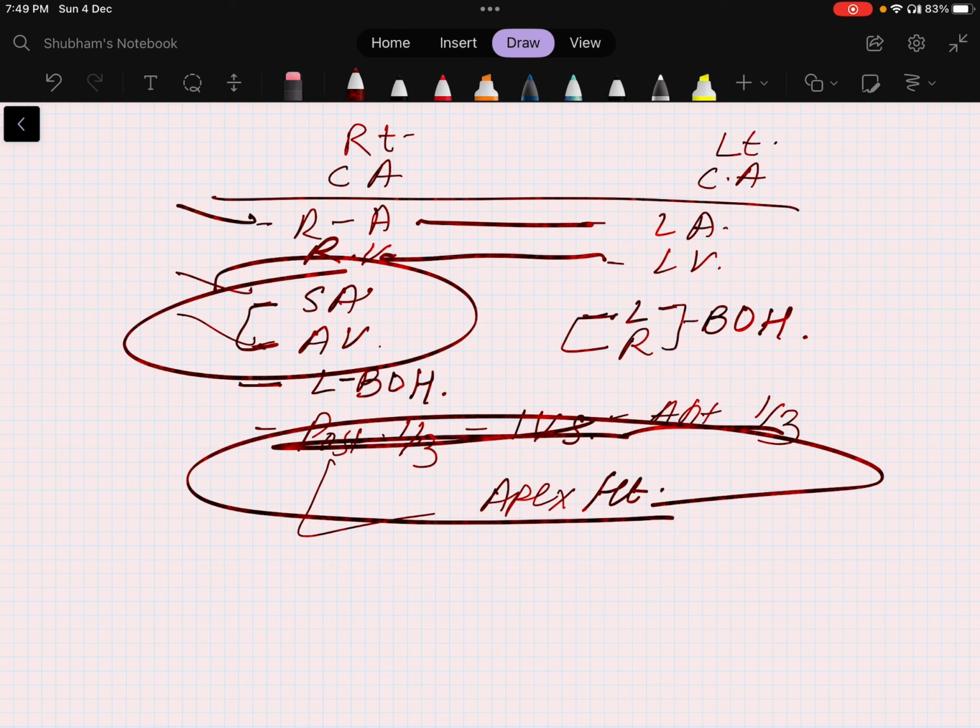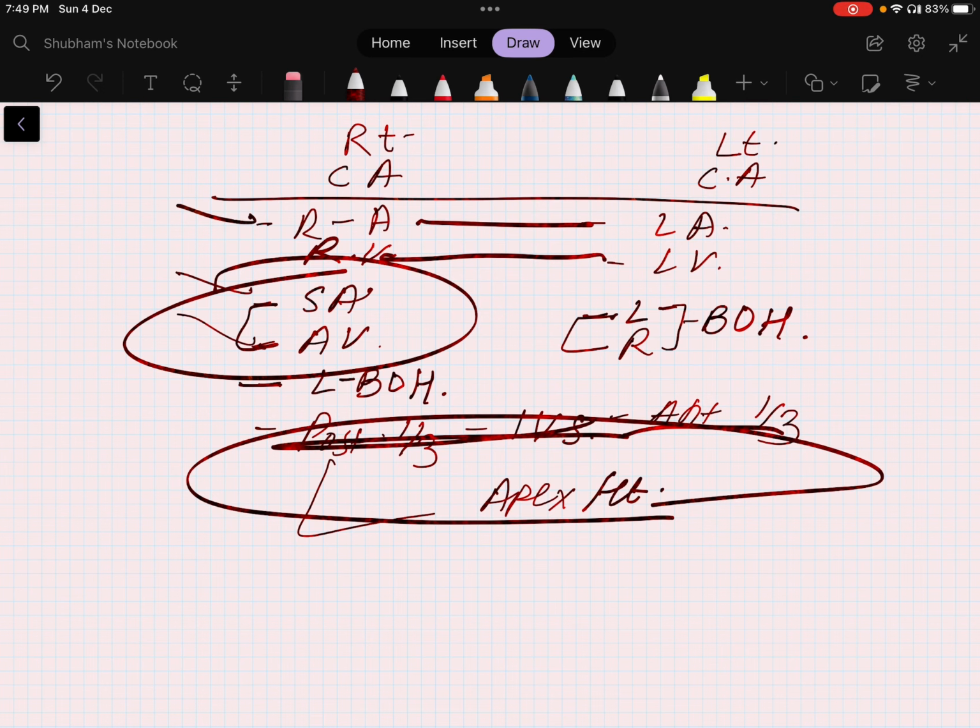The question arises: what happens when the right coronary artery is occluded, or if the left coronary artery is occluded? Which part of the heart will be affected, or occlusion of which artery will lead to disturbance or any pathology in the SA node? They may ask you questions about that, right?